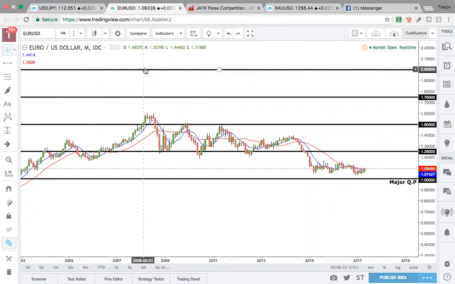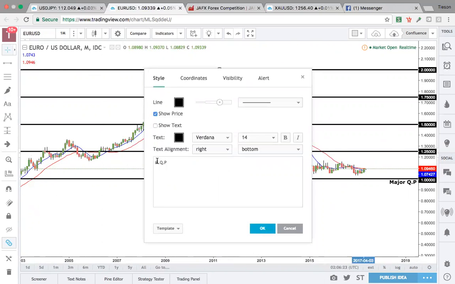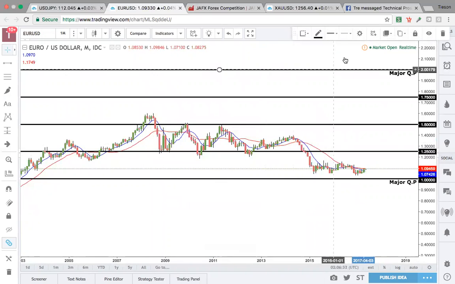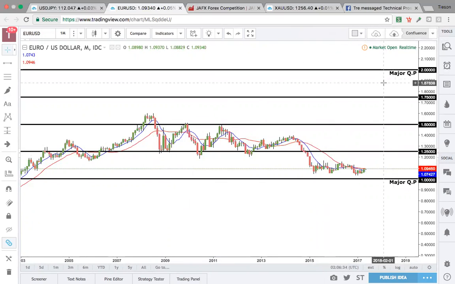and this one is a major quarter point as well, because it's the next 1,000. So for example, the next major quarter point after that would be 3.00. And the next minor would be 2.250, and then 2.50, 2.750, and then 3. Just adding it up as like a quarter basically.